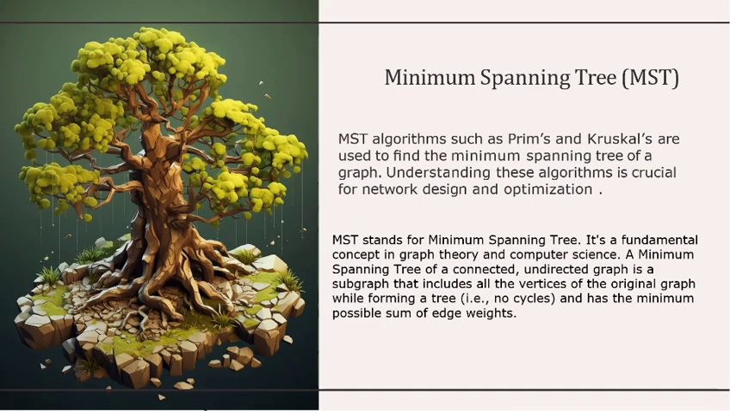Now in this video, we're going to see about the minimal spanning tree algorithms, where algorithms like Prim's and Kruskal's are used to find the minimal spanning tree of a graph, which is a subgraph that connects all the nodes with the minimum total edge weight. It's a fundamental concept in graph theory in computer science. The minimum spanning tree of a connected undirected graph is a subgraph that includes all the vertices of the original graph while forming a tree, so it should not form cycles, and has the minimum possible sum of edge weights.